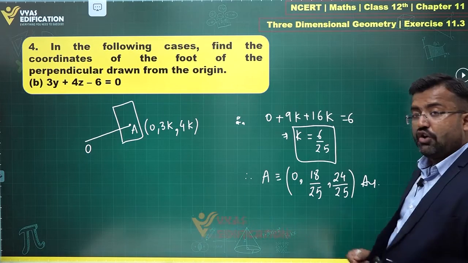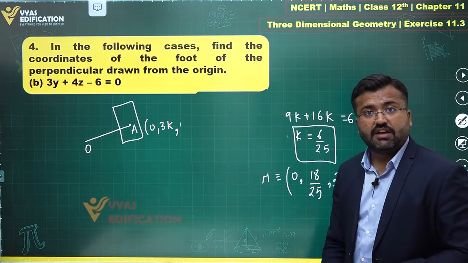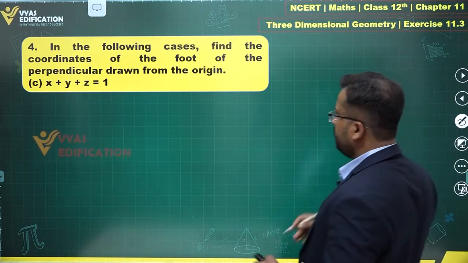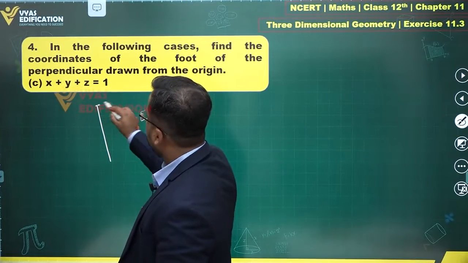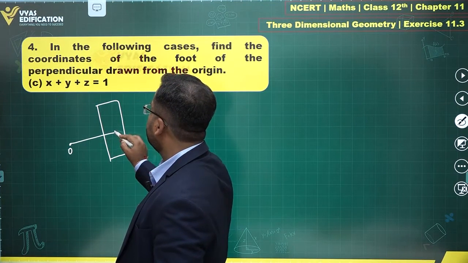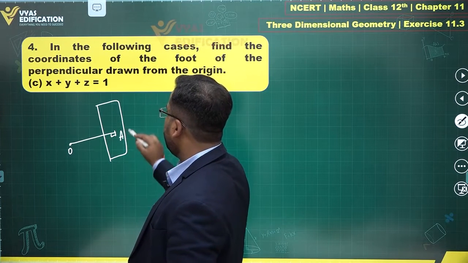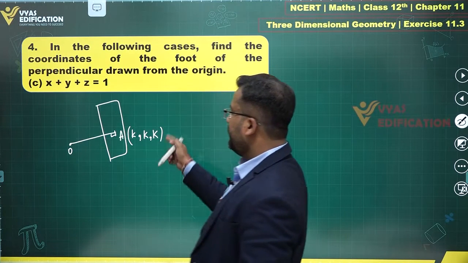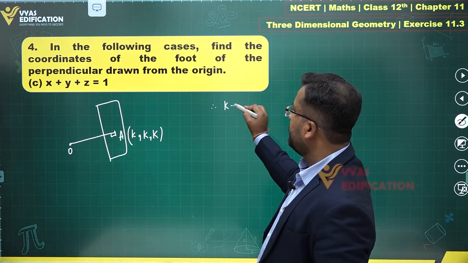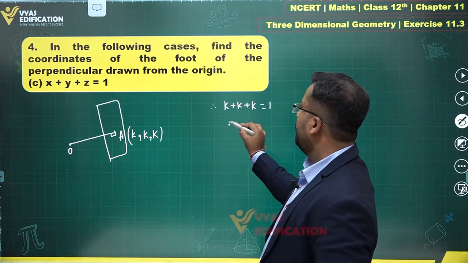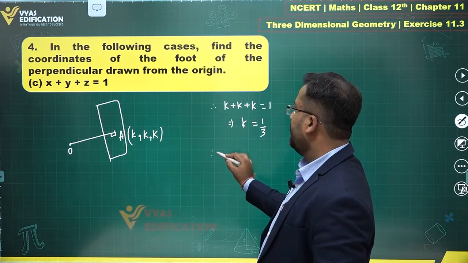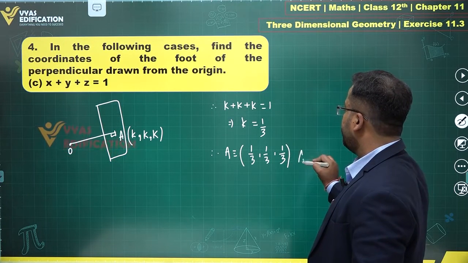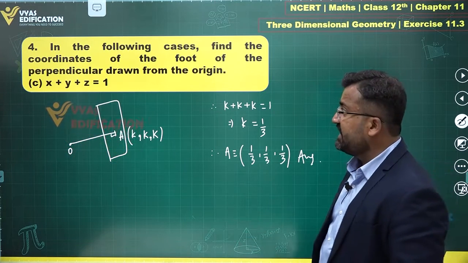That's the required coordinates of this particular foot of the perpendicular in part B. For part C, we have x plus y plus z equals 1, and once again the process is similar. We have the plane, we have the origin, and this is the perpendicular, this is vertex A, and the coordinates will be proportional to this, that is k comma k comma k, and we can substitute A in this plane. Therefore k plus k plus k will be equal to 1, which tells me k will be equal to 1 by 3. Therefore foot of the perpendicular A will be 1 by 3 comma 1 by 3 comma 1 by 3. That's my required answer for this particular part C.